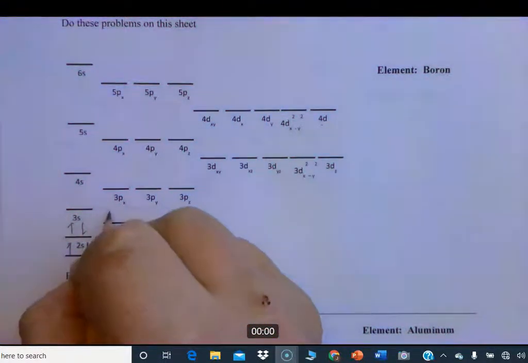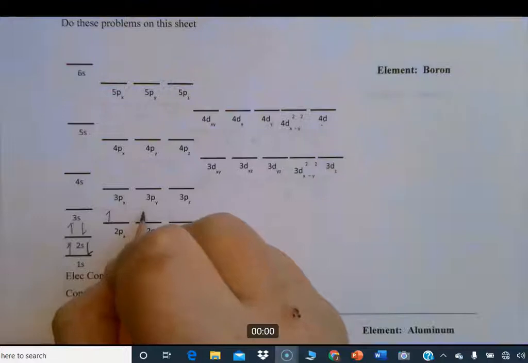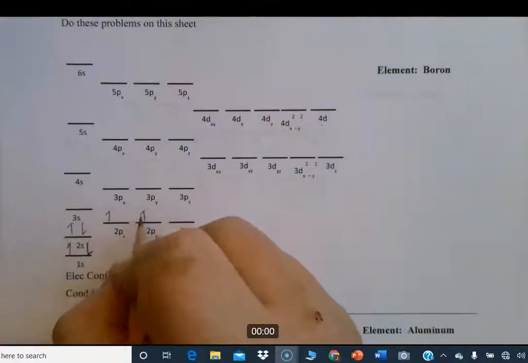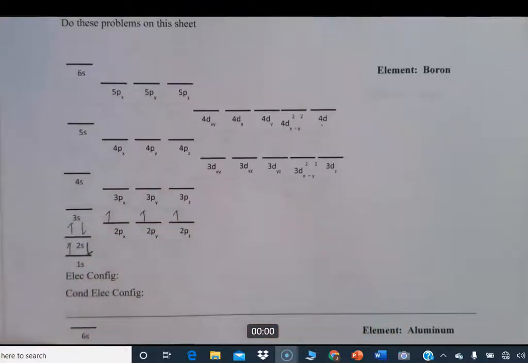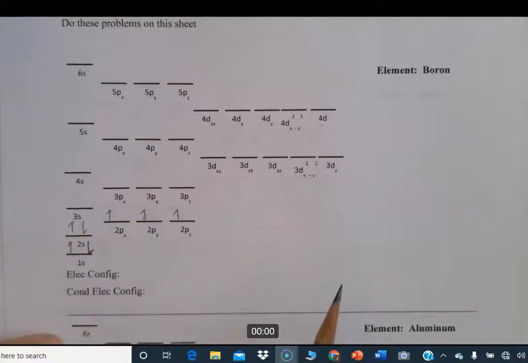So we put the first one up. The second one is also up in the next subshell. So the px, then py, and then it's the third element over, so that's boron right there. The fact that you spread these out is called Hund's rule. So don't put 1, 2, 3, 4, 5, 6. It's 1, 2, 3, and then 4, 5, 6. We didn't need to go that far.